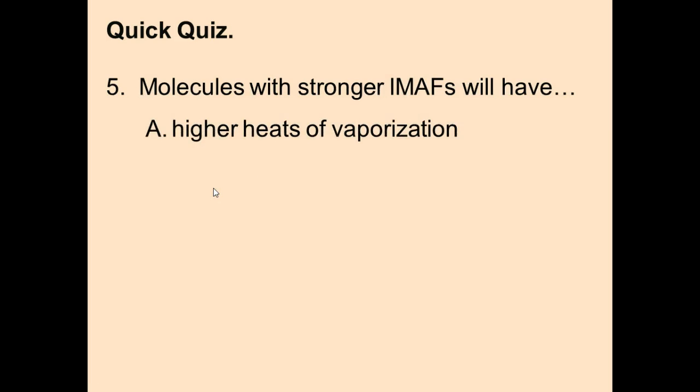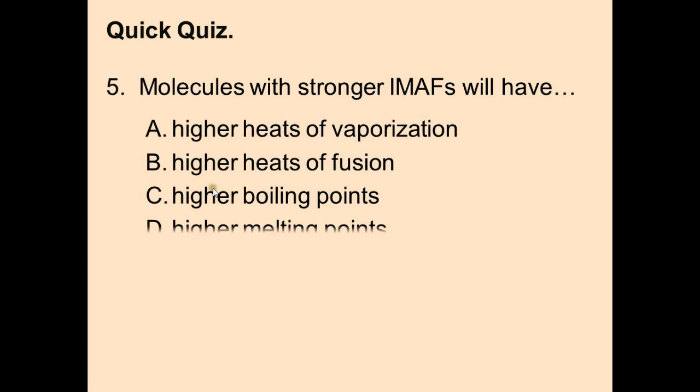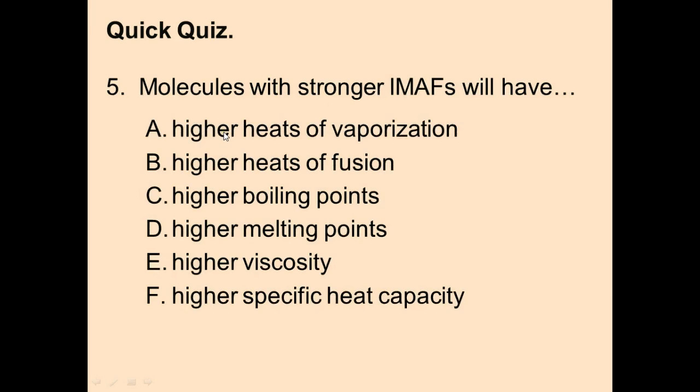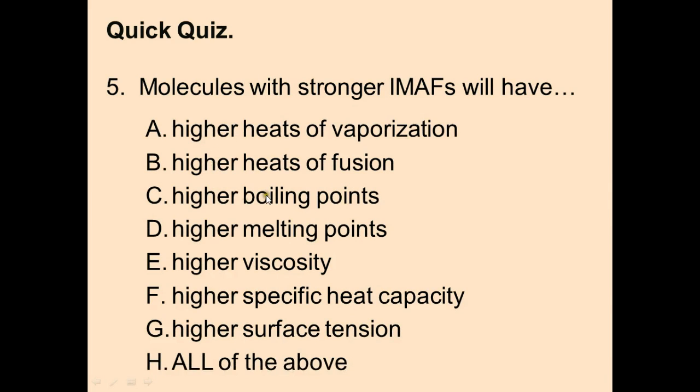And so molecules with stronger IMFs will have A, higher heats of vaporization, B, higher heats of fusion, C, higher boiling points, D, higher melting points, E, higher viscosity, F, higher specific heat, G, higher surface tension, or H, all of them. And so this question is pretty easy, because all you have to do is find that if 2 are correct, that means they have to be all of them, because if 2 of them are correct, we can't just pick one, so it has to be all of the above.